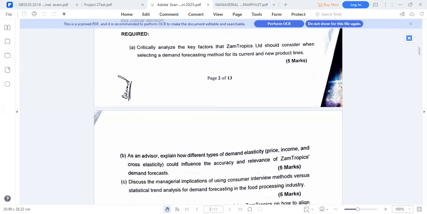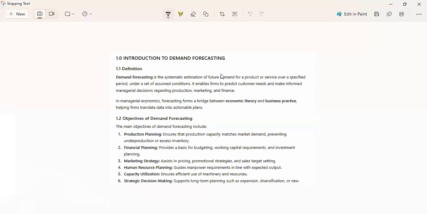So when dealing with demand forecasting, we're looking at a systematic estimation of the future demand for a particular product specified under a certain period of time under set assumptions or conditions. So it enables firms to predict the consumer needs and make informed decisions for production, for marketing and finance. So in managerial economics, it forms a bridge between economic theory and business practice, helping firms to translate data into actionable plans.